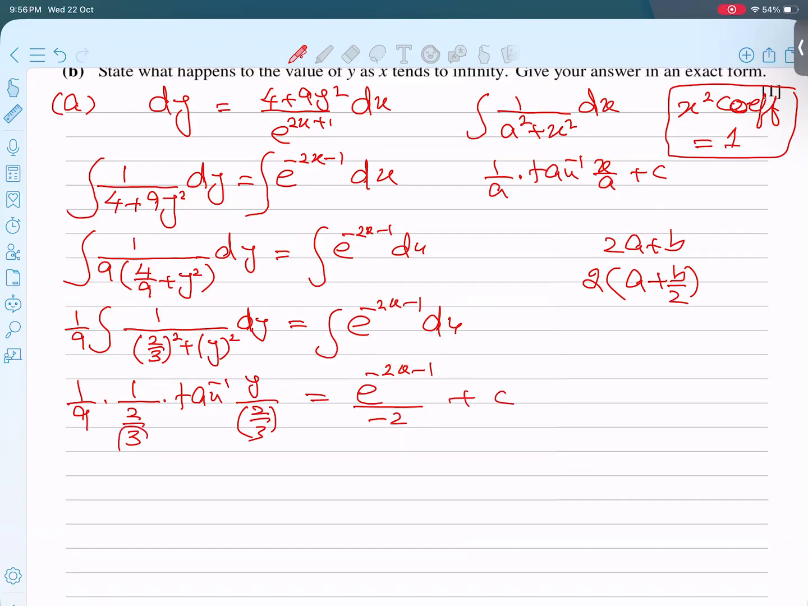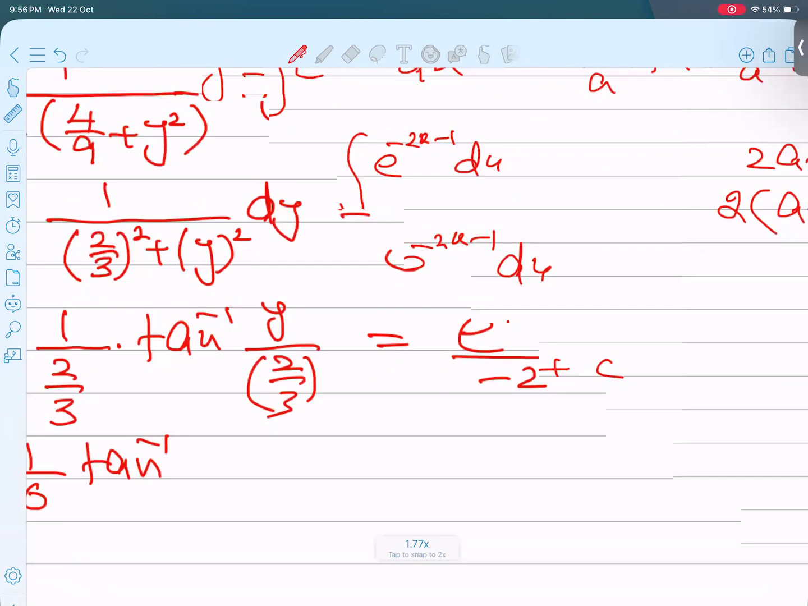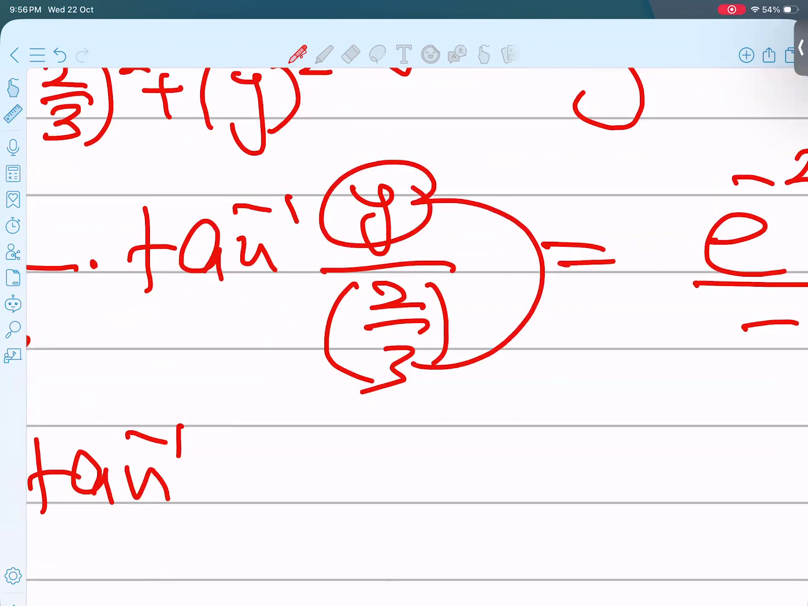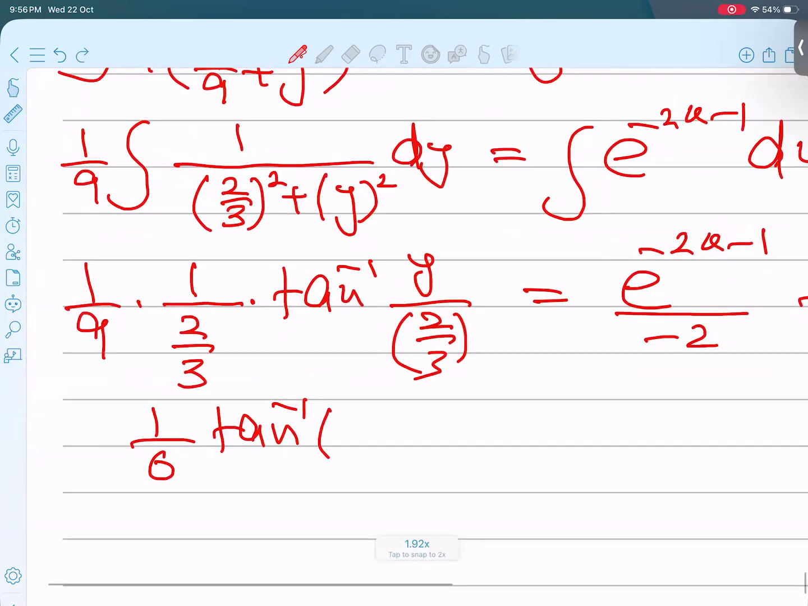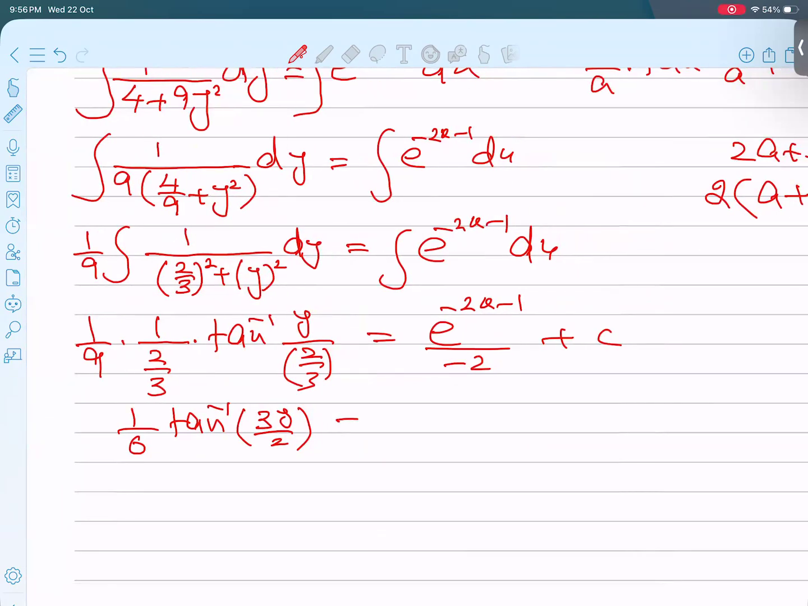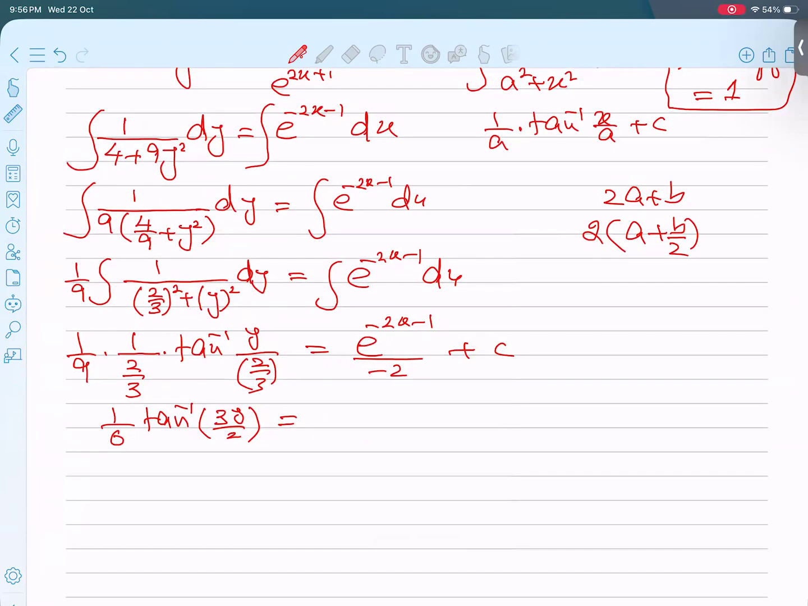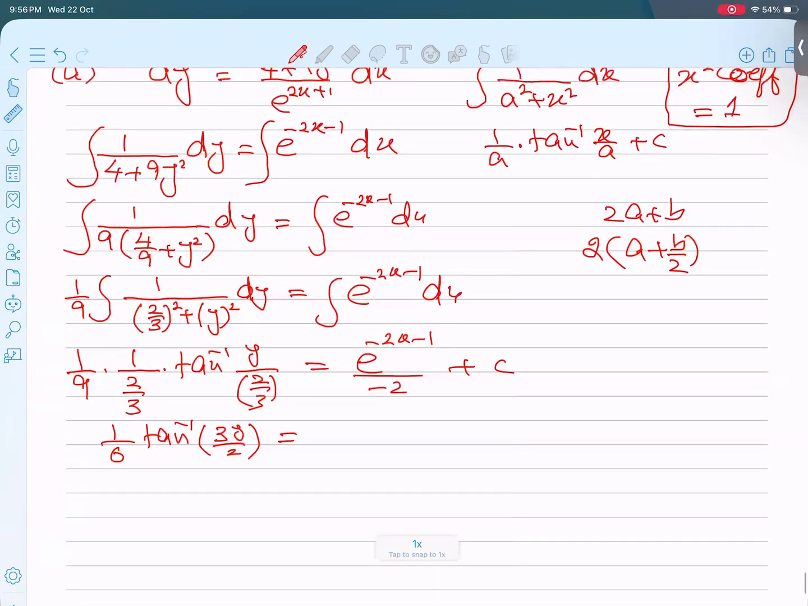So this is 3, 3 times 3 is 9, 3 to the 6. I get 1 over 6 and tan inverse, and you know this will flip up, it will come up. So it becomes 3y over 2. So this part is very clear, is equal to negative. Okay, this I'm keeping as it is.